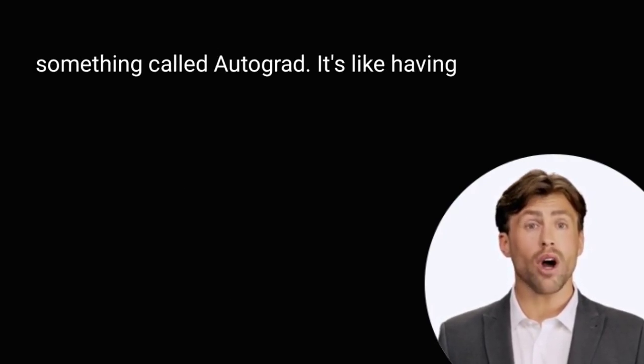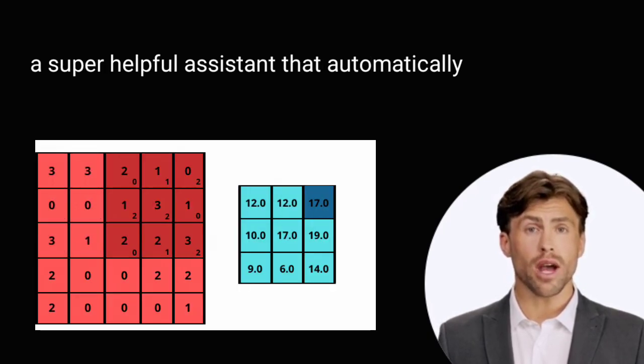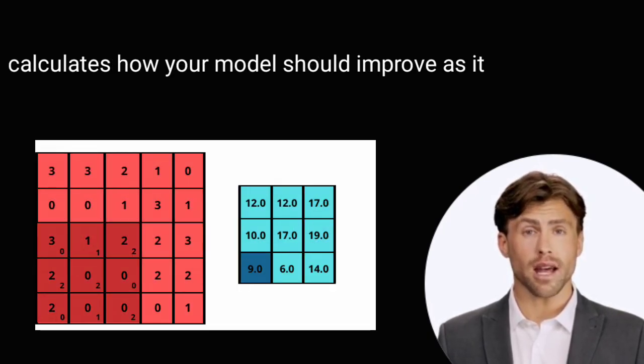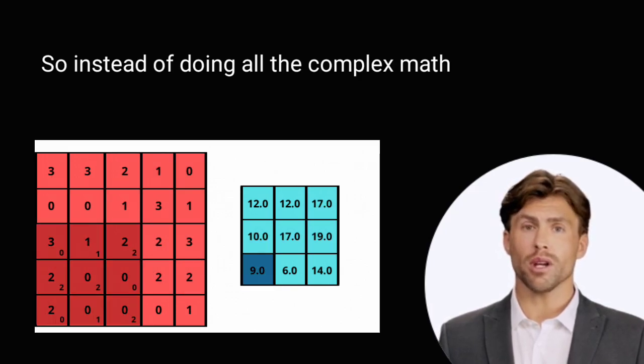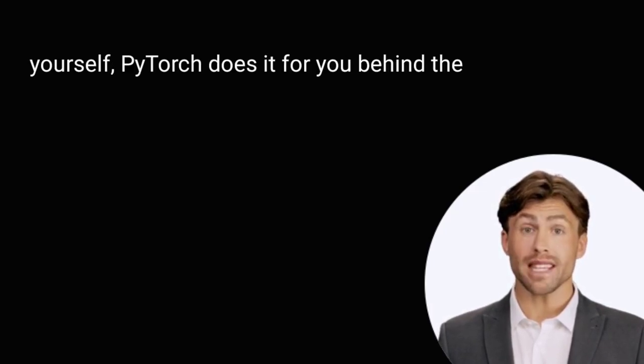Now, here's the cool part. PyTorch comes with something called Autograd. It's like having a super helpful assistant that automatically calculates how your model should improve as it learns from data. So instead of doing all the complex math yourself, PyTorch does it for you, behind the scenes, while you focus on building your model.